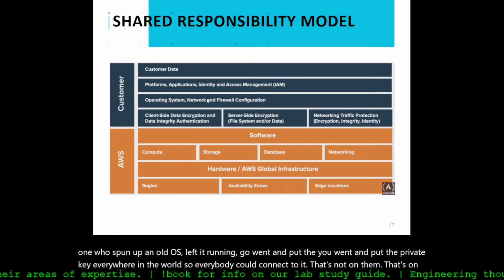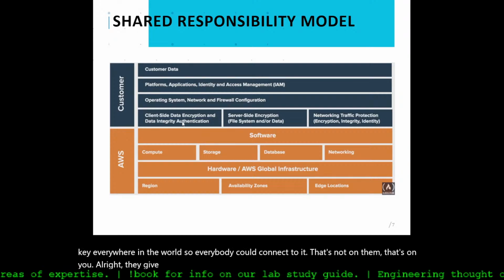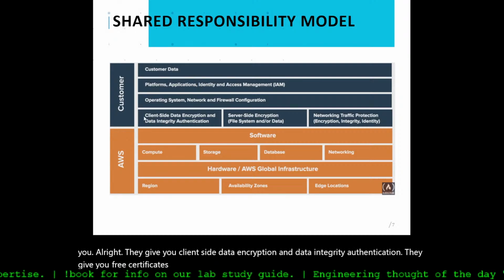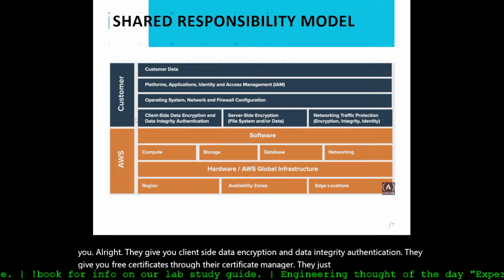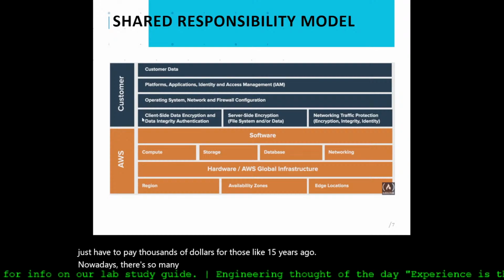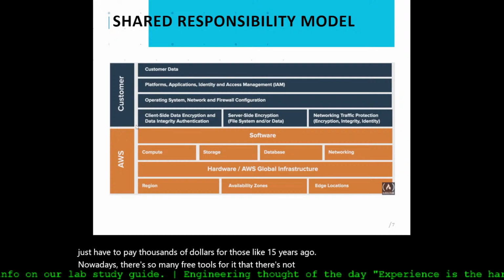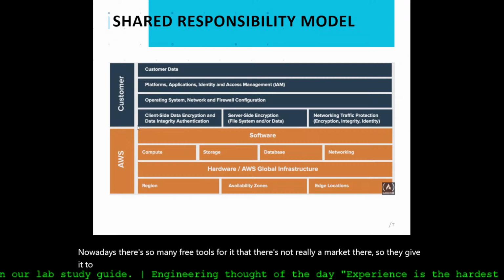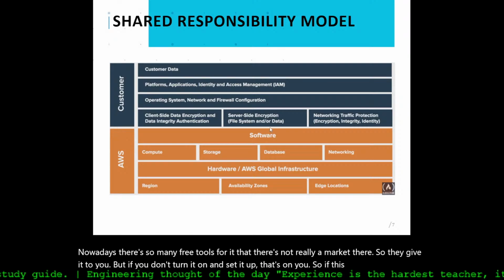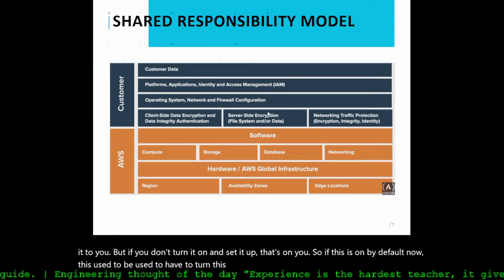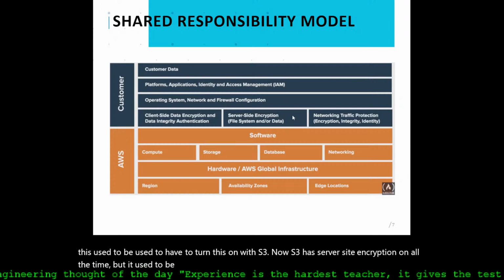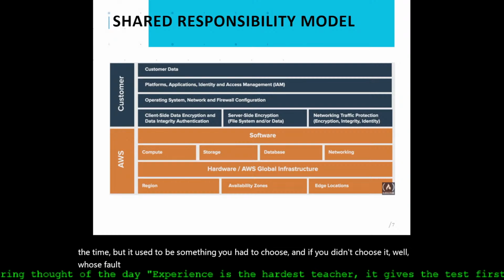All right. They give you client-side data encryption and data integrity authentication. They give you free certificates through their certificate manager. They just generate them for you. You used to have to pay thousands of dollars for those like 15 years ago. Nowadays, there are so many free tools for it that there's not really a market there, so they give it to you. But if you don't turn it on and set it up, that's on you. This is on by default now. You used to have to turn this on with S3. Now S3 has server-side encryption on all the time. But it used to be something you had to choose. And if you didn't choose it, well, whose fault is it if you lose your data?